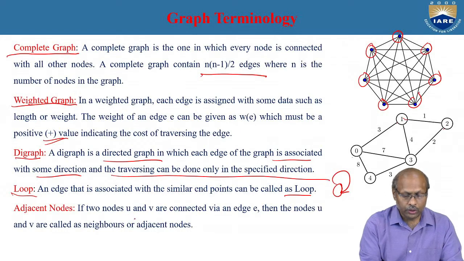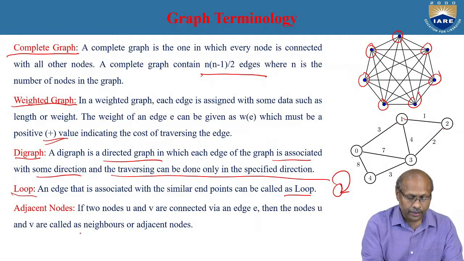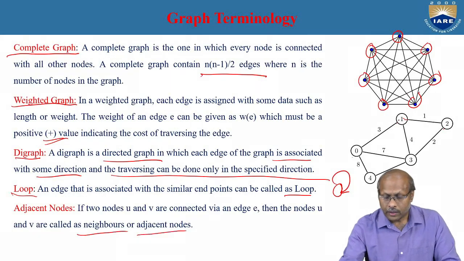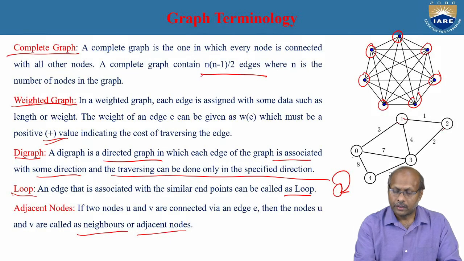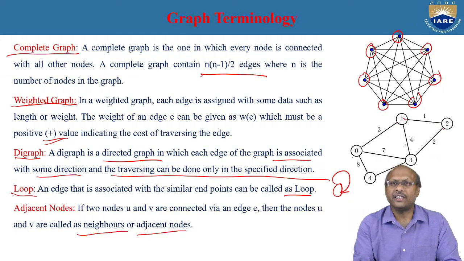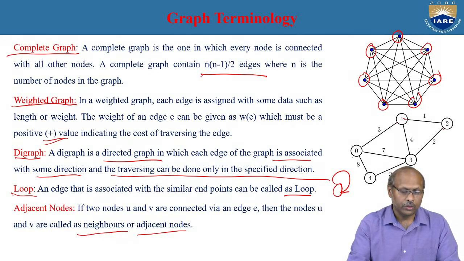Adjacent node. If nodes U and V are connected via edge E, then nodes U and V are called neighbors. Here 1 is a neighbor of 0 as well as 1 is a neighbor of 2. So if you consider 1 and 2, they are connected by an edge, so they are the neighboring nodes. An edge always connects two neighbor nodes. So these are the terminology you should know for graph.